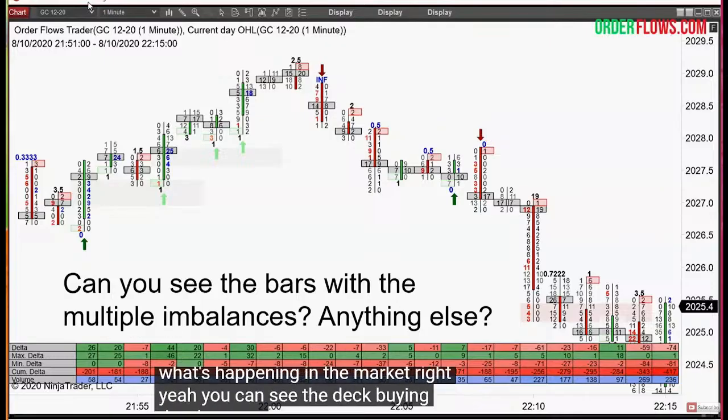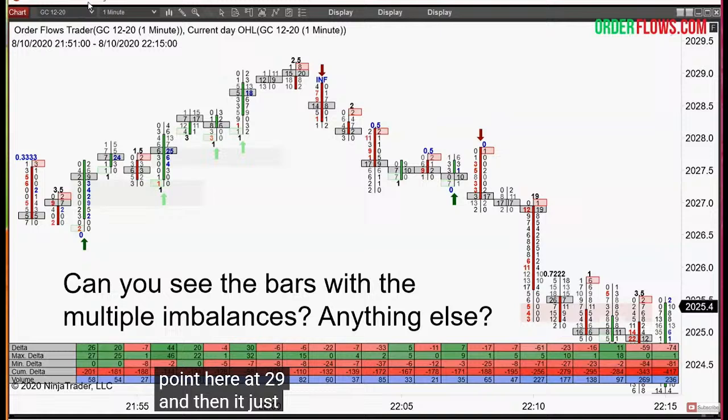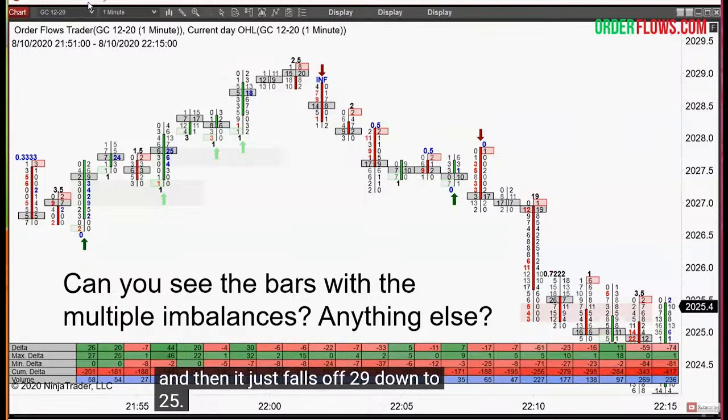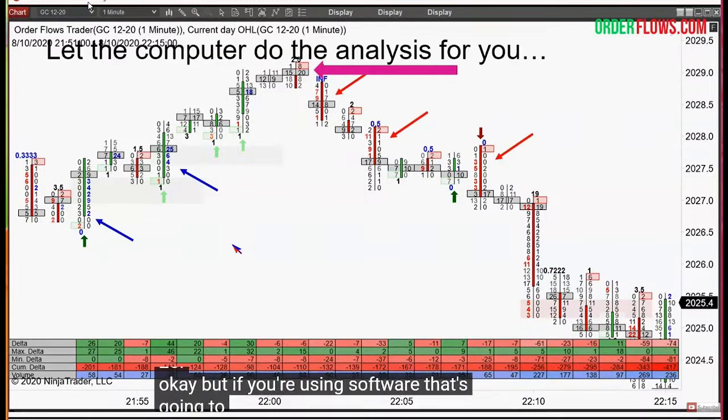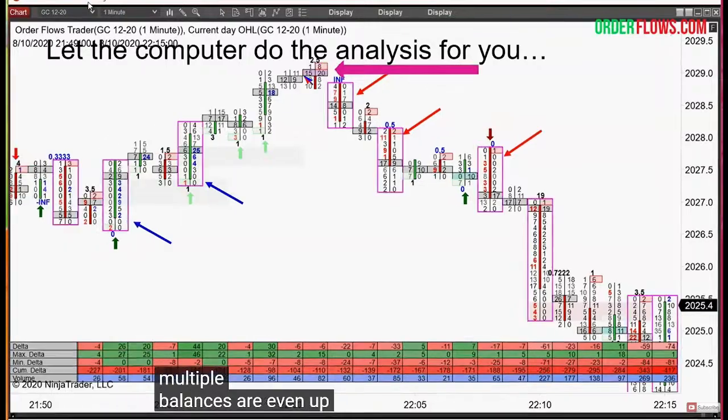Yeah, you can see the stacked buying imbalances as the market is going up. Okay, that's great. Then it hits this point here at 29, and then it just falls off from 29 down to 25. But if you're using software that's going to highlight things to you, you see with the arrows here where the multiple buying imbalances and multiple selling imbalances are, and then up here the prominent point of control. Let the software highlight all that information to you.